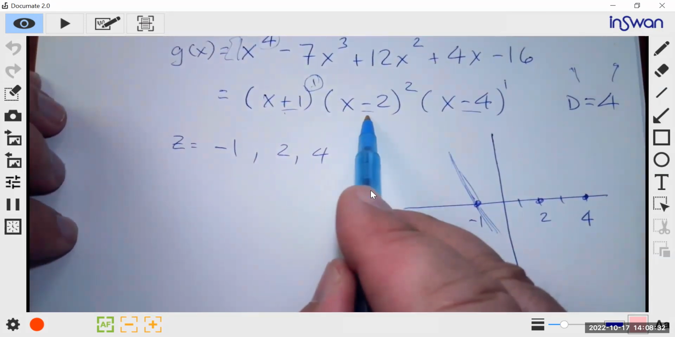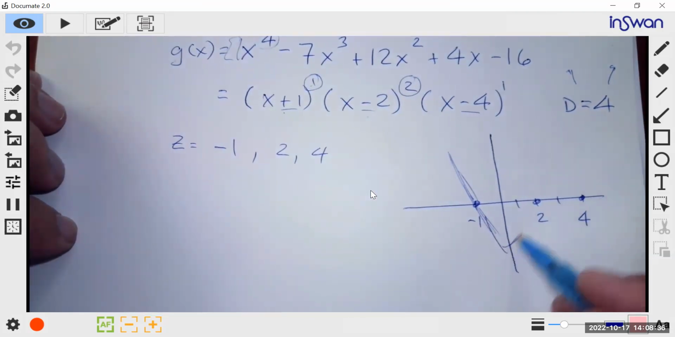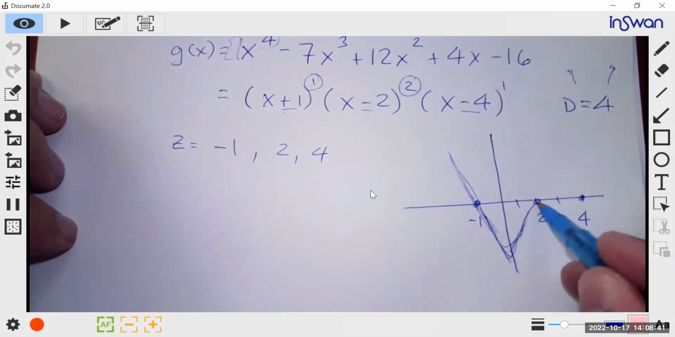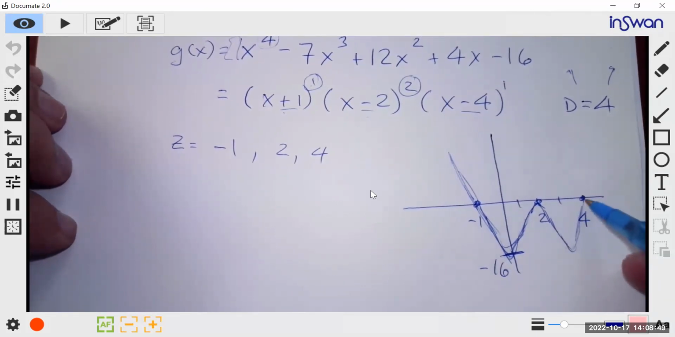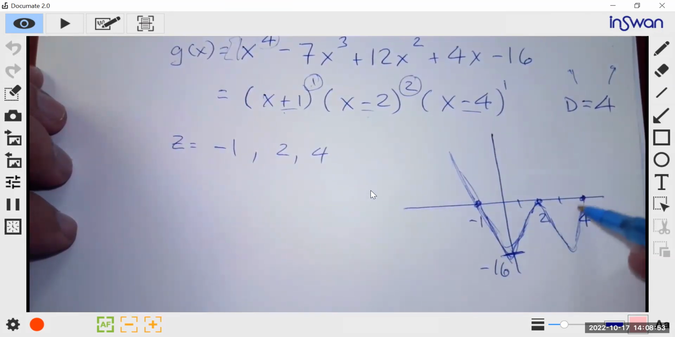At 2, what happens? It bounces. Bounce. And it crosses at -16. And at 4, what does it do? There you have it.